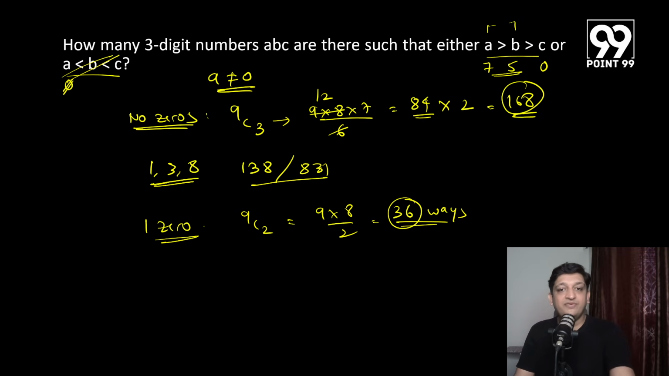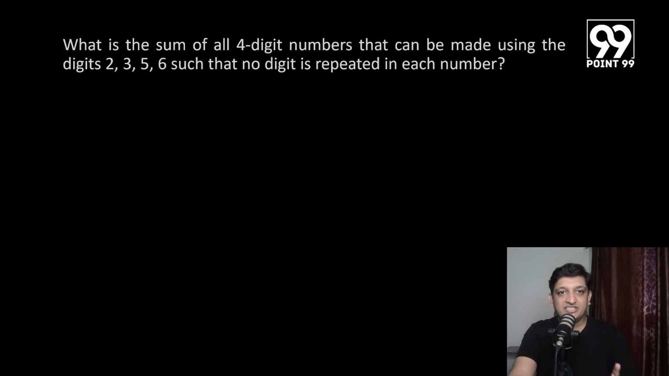So the total number of ways in this case is going to be equal to 168 plus 36, that is 204. And that will be the answer to this question. Let's look at the next question now. Very interesting question type. Some of you might know the shortcut, so you can use the shortcut. But for those of you who don't know it, I'll tell you what the shortcut is.